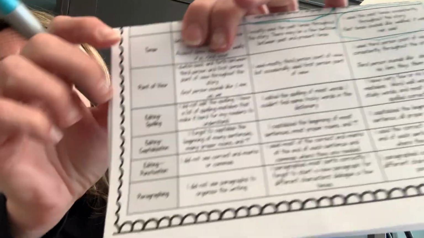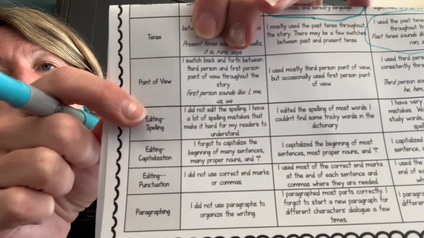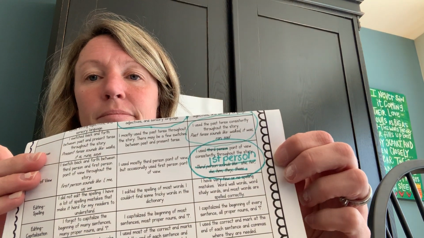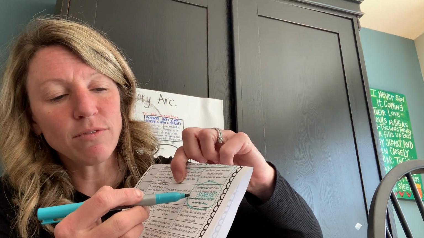Point of view. Now this is where this page is different. It says point of view. Now, I taught you the first person point of view. This is asking you about third person. So I'm going to change it to I used first person throughout. And if you use first person throughout, pretending you were the main character, and you use the word I and we, then you can circle it. Okay? If you did some third and some first, then you can give yourself a 2.